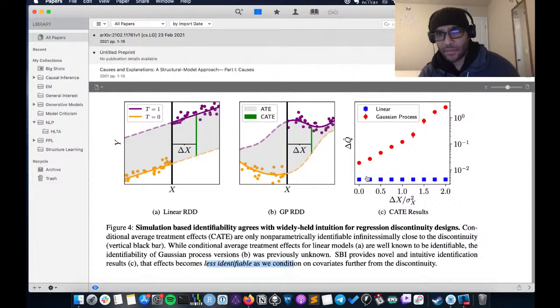All right, so as we get further from the discontinuity, we see the identifiability going down.